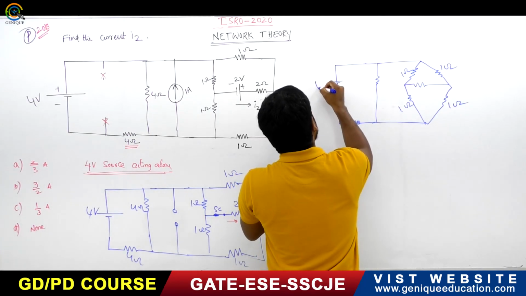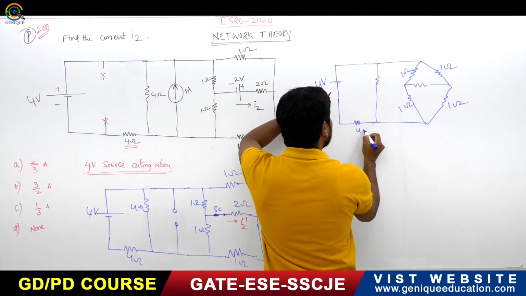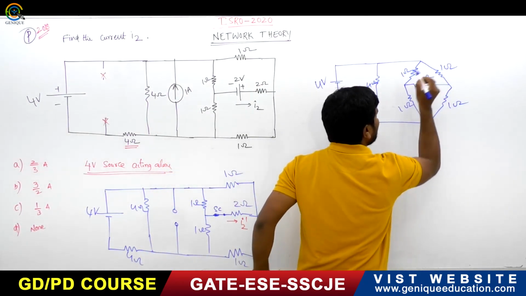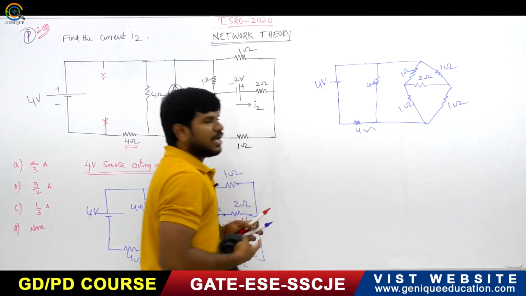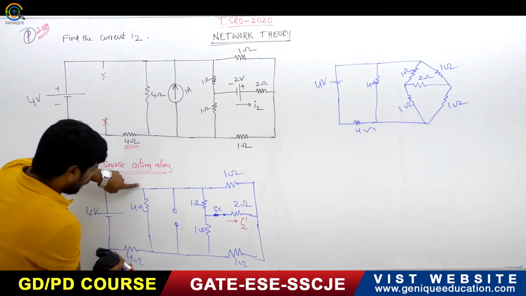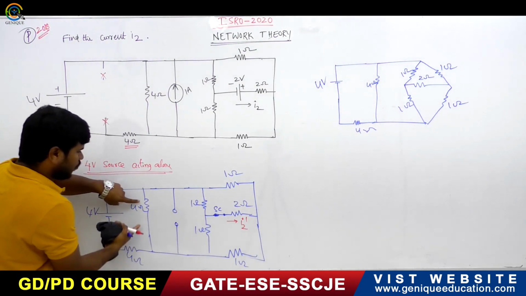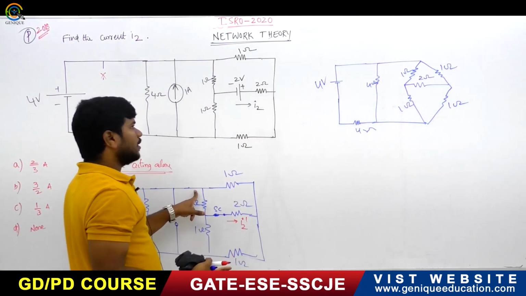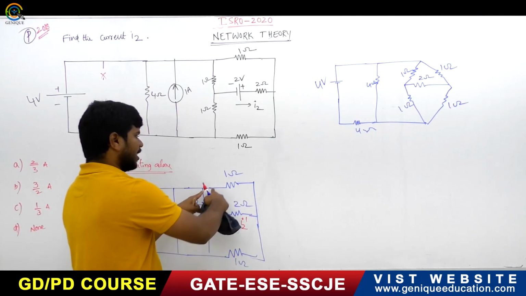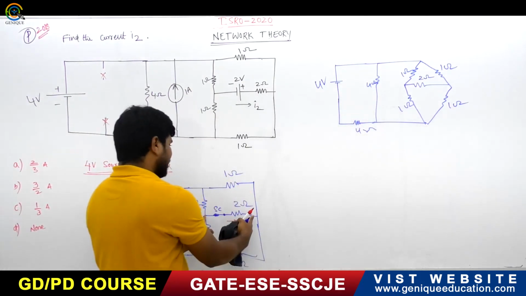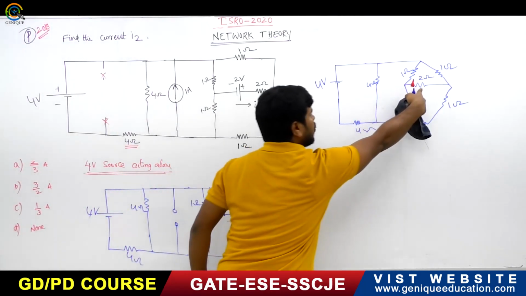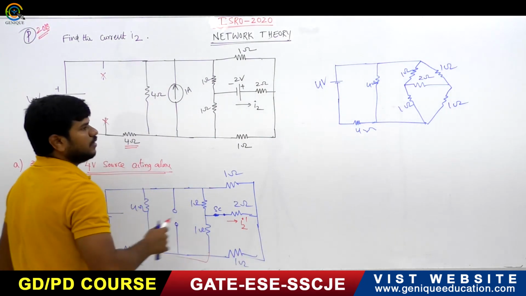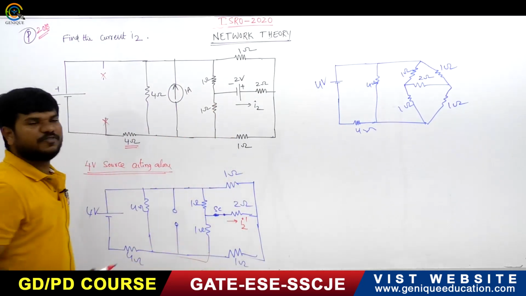See, this is the 4 volt source, with a 4 ohm resistor and another 4 ohm resistor. This is a 2 ohm resistor. Next, it is open circuited here. Then there are 2 branches, 1 ohm and 1 ohm. In between these two, there is a 2 ohm resistor. These two are connected like this, and this node is connected to this, and this node is connected to this. It's a perfect bridge.